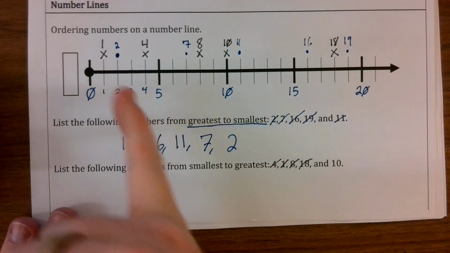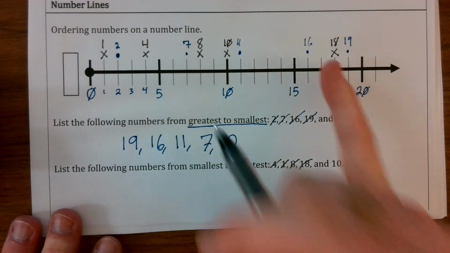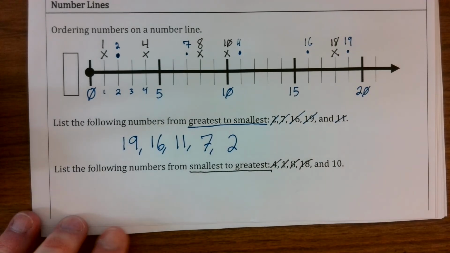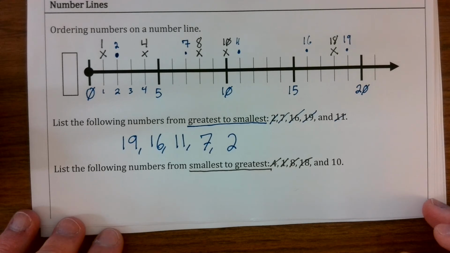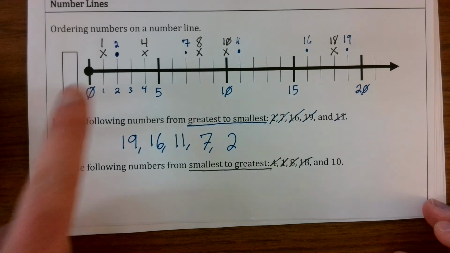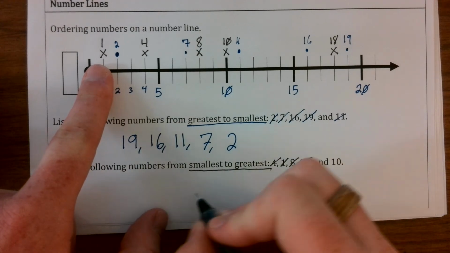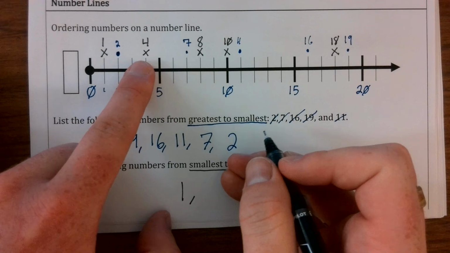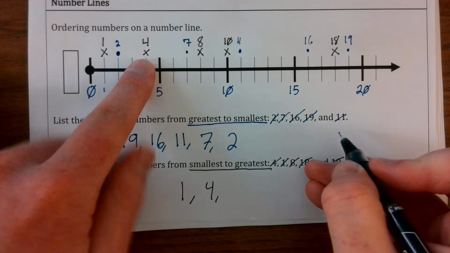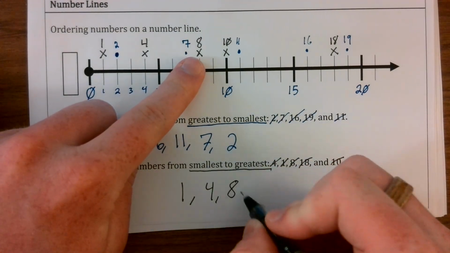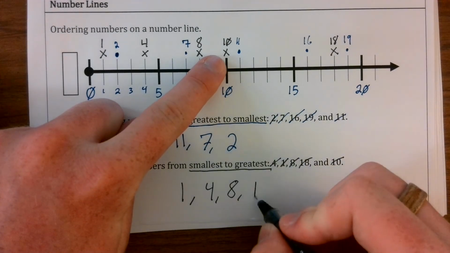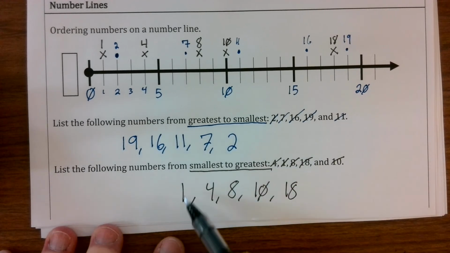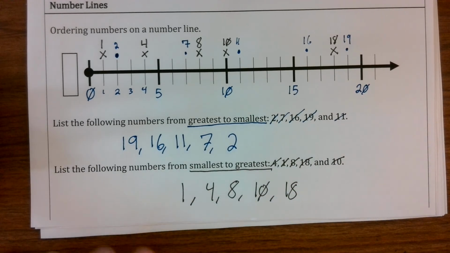All right, so now we've got X's, so we know that this is a different set of numbers. And we're listing these from smallest to greatest, or least to greatest. So I want to start with the smallest number. So I'm going to go all the way over here on the left. 1 is my smallest number. So we'll go 1. Next I have 4. And then 8. And then 10. And then 18 is our last one. So we have our smallest is 1, our largest is 18.